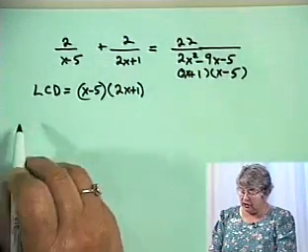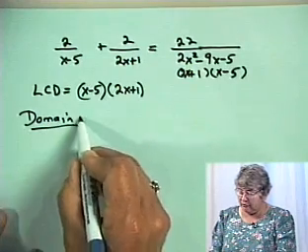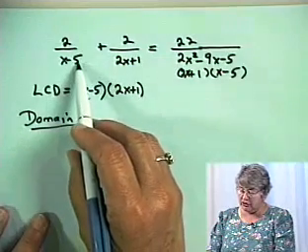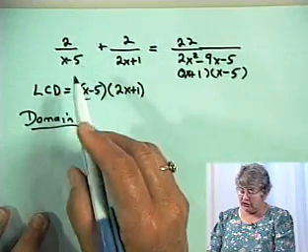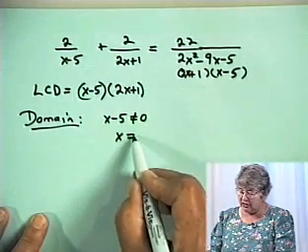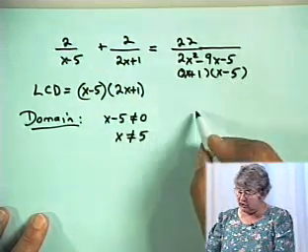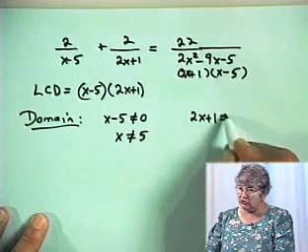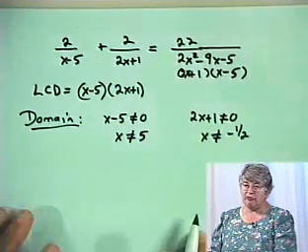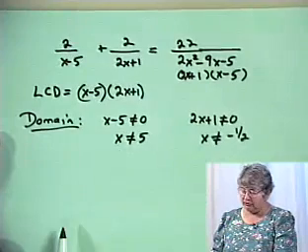One more thing we need to determine before we go on with the problem is the domain of the problem. Now remember that the domain of the problem in this particular case with rational expressions means that we don't want to have zeros in the denominator. So x minus 5 cannot be equal to 0, and that means that whatever solution we have, x cannot be equal to 5. The same thing with 2x plus 1. 2x plus 1 cannot equal 0, so x cannot be equal to negative 1/2. So we'll need to remember these two numbers at the end of the problem and check our solution to make sure that it's not one of these two numbers.